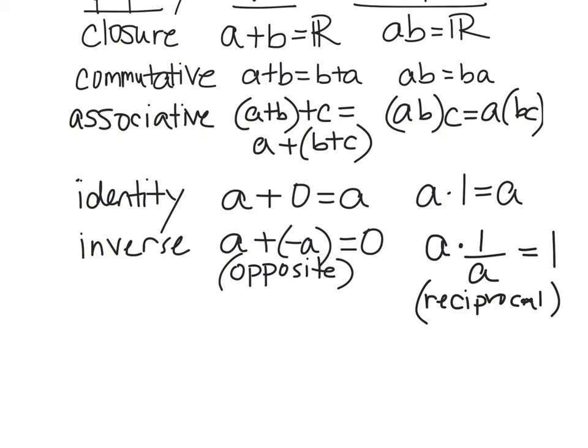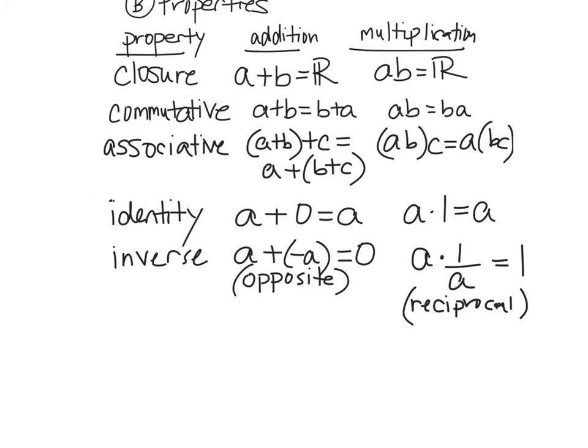Okay, and I have one more. I got rid of a few. There's more in your book, but Miss Cowie and I want you to know just these properties for the next quiz. And then there's the last one, which is the distributive property. The distributive property uses both addition and multiplication. So it covers them both.